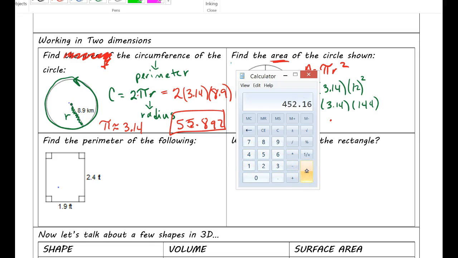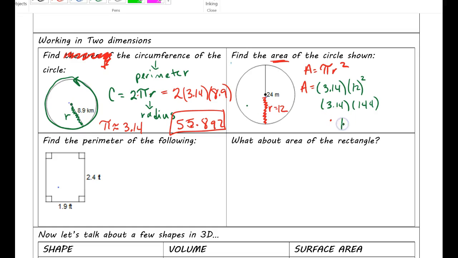And I get 452.16. 452.16. And that is how much area is on the inside. So if you want to label that, you actually can label it as meters squared. That's something that your teacher will talk to you more about in class. I don't want to really get into it now, but that's just a unit of measure when you are doing area. Okay, you put a little exponent of 2 there. All right, so that would be the answer.